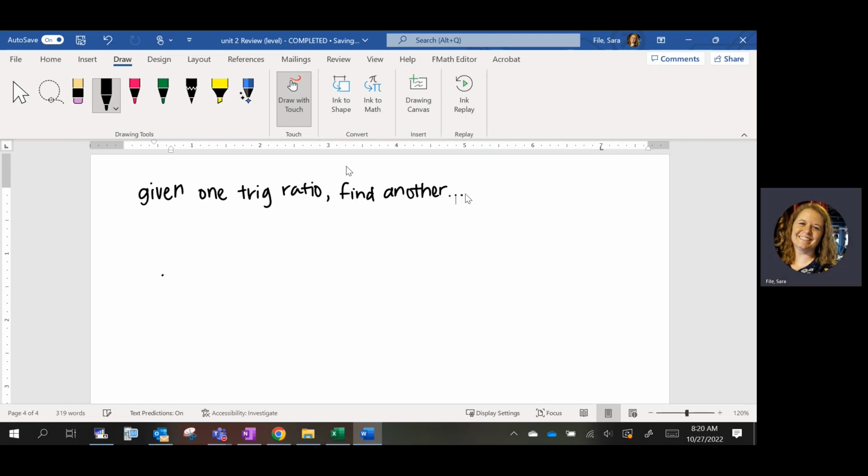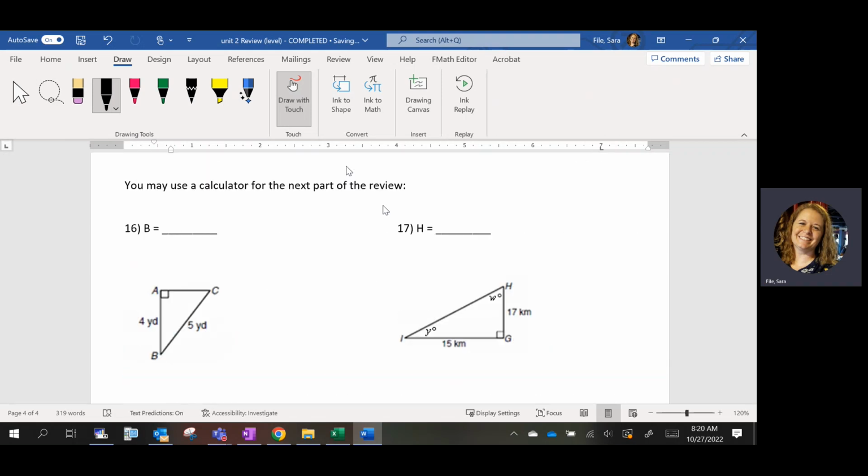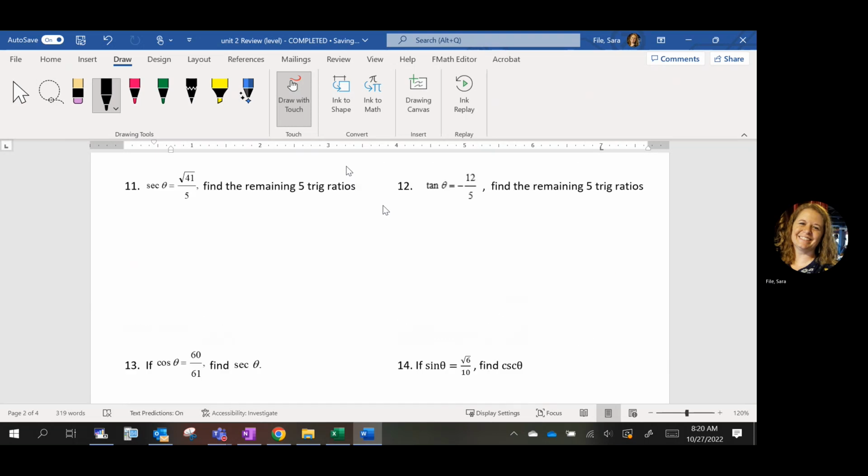and then they gave you a specific one and asked for a specific one. But on your review, where this would correspond would be here, okay, where they give you one trig ratio, and then this one asks for all the others, okay? So there's 6 trig ratios. They're giving you one, find the remaining 5. That's what 11 and 12 are doing, okay?